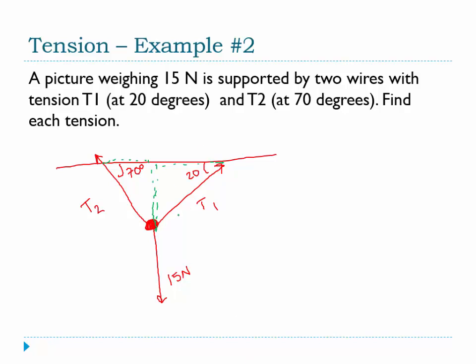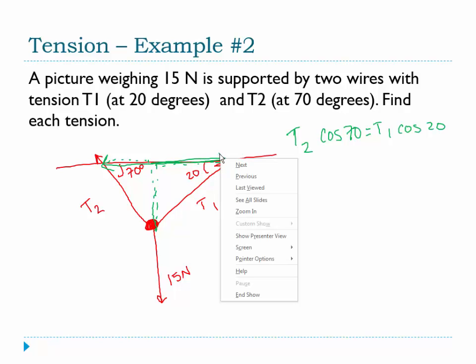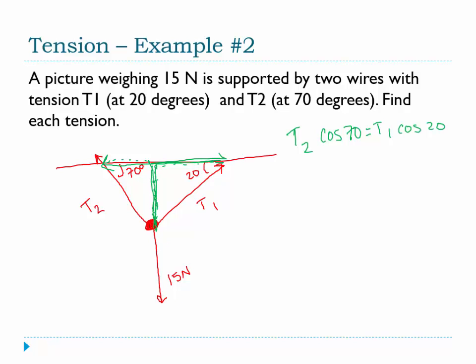But what needs to happen in order for this picture to be at equilibrium is that T2 cosine 70 should equal T1 cosine 20. These two horizontal forces have to be equal and opposite, right? If they're not, then the picture would slide to the left and right, and that's not what's happening. So that means that the vertical parts of both of these forces added together should equal your weight.